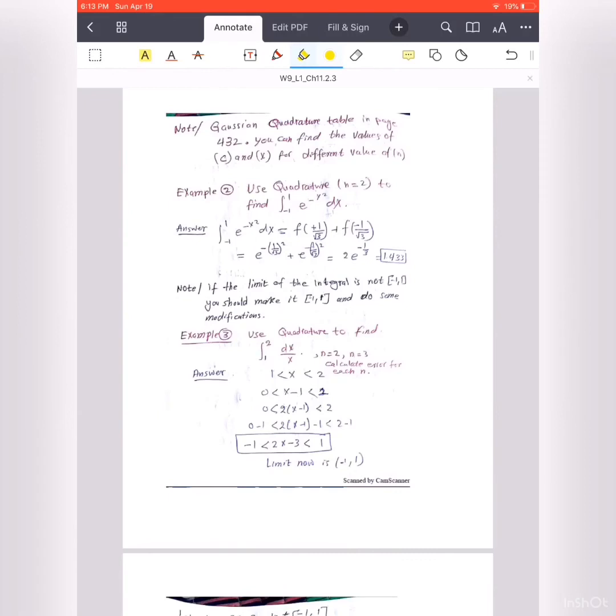This is the page of things. So if you want to approximate this one here between -1 and 1, this is the answer here. Immediately at this value and this value, it is equal to E minus, substitute this value plus this one, we get this answer.